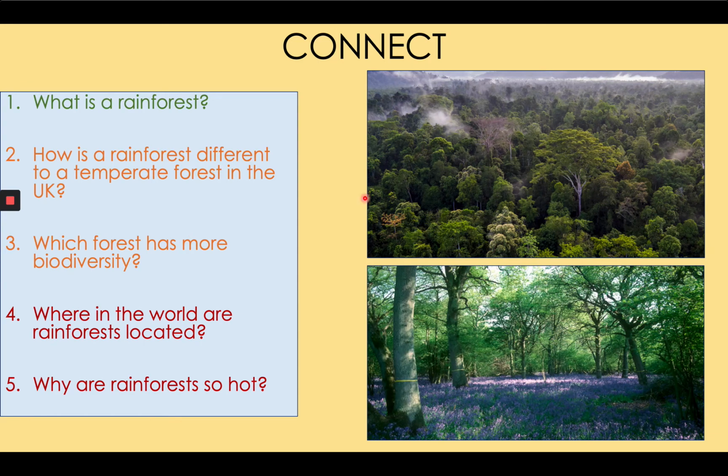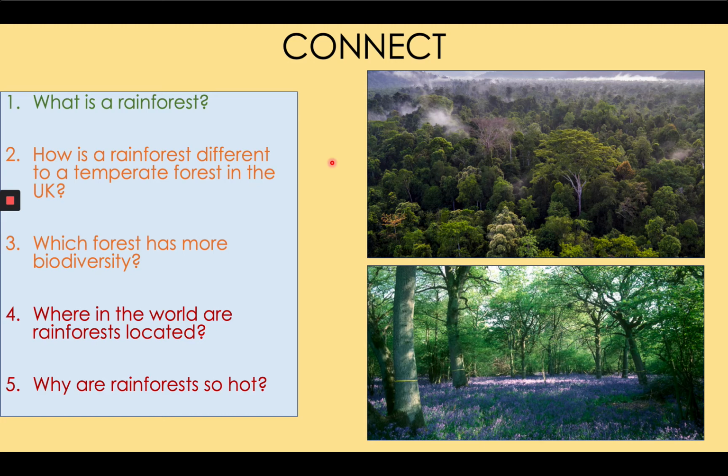This is a rainforest. What do you think makes a rainforest as opposed to a temperate forest? Well, you should have talked about the temperature and the fact that it rains a lot. You may have talked about the size of the trees or the amount of trees or the biodiversity. Either way, you will understand this better by the end of the lesson.